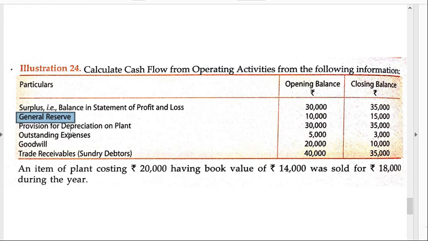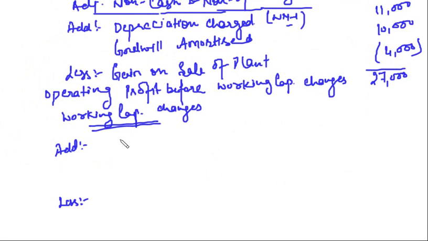Surplus we have dealt with, general reserve we have dealt with, provision for depreciation we have dealt with, outstanding expenses. This is a liability. Your liability of outstanding expenses has decreased from 5,000 to 3,000. What you will do? The current liabilities move in which direction? Current liabilities move in same direction. If the amount of liability is decreasing, then we will subtract that decreasing amount. How much it is? 2,000? From 5 to 3, yes, 2,000. Clear?